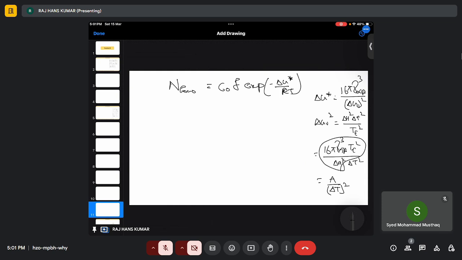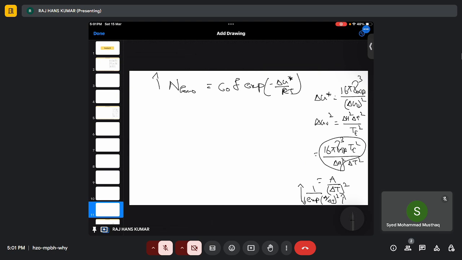Right. So this is my 1 by exponential, because there is a minus, A by delta T whole square. So if I increase my undercooling, this term will decrease and this whole term will increase. This term will also increase. So that is how I came to that relation. Okay.